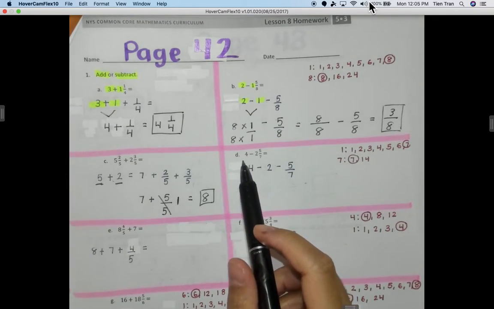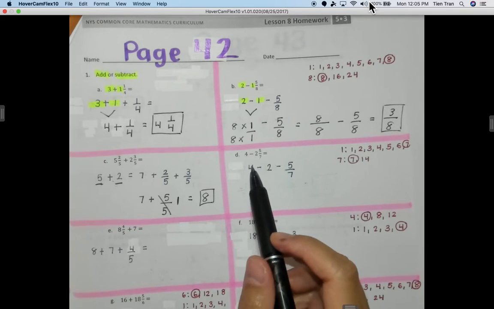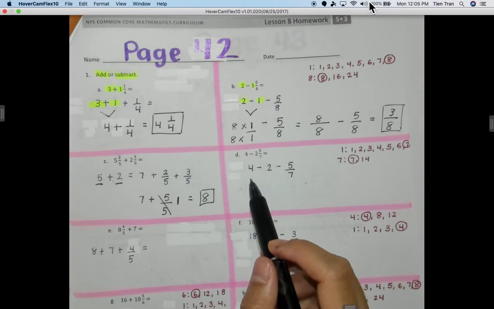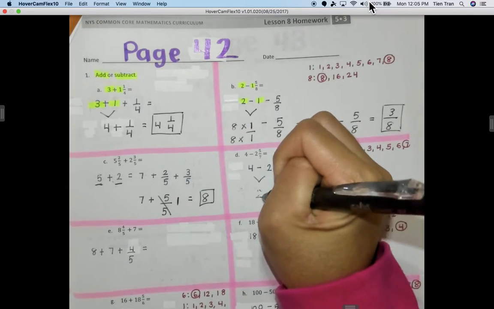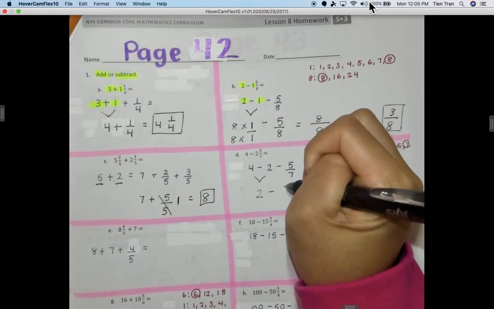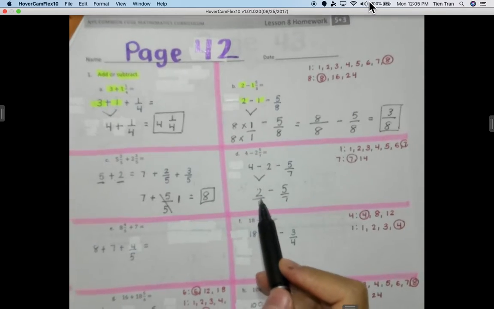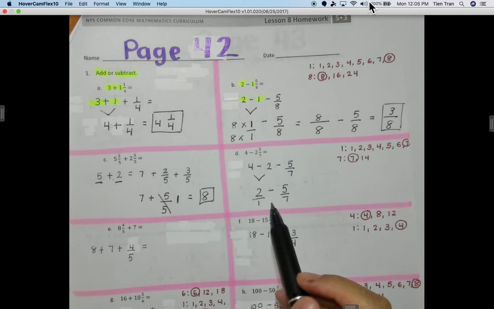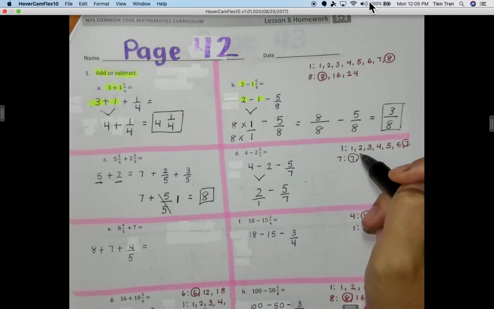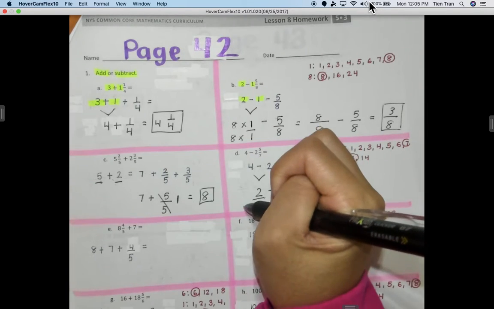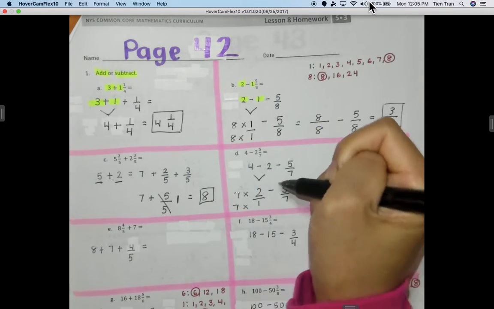For problem D, I have 4 minus 2 and 5/7. So 4 minus 2, I separated them, minus 5/7. 4 minus 2 is equal to 2. And now I have 5/7. So I have 2 and 5/7. You can put a whole number over a 1 and it is the same. So what I'm going to do now is I am going to find the common multiple for 1 and 7, which is 7. So I'm going to multiply times 7.